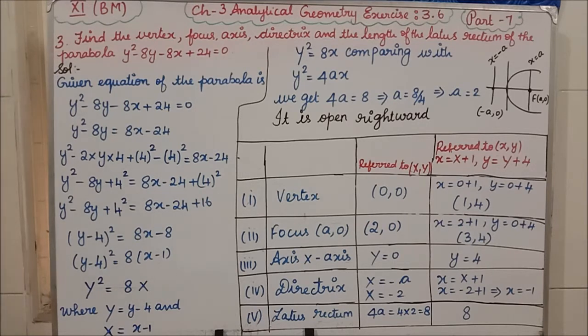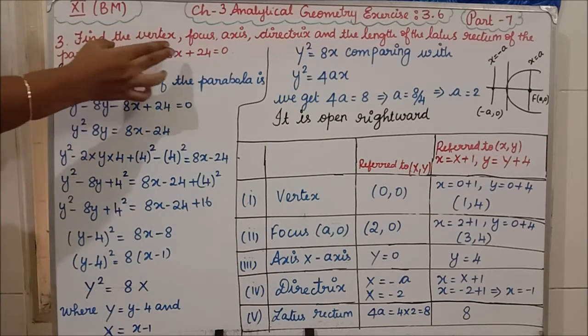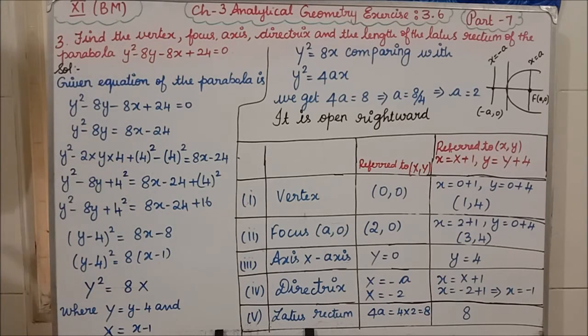Clear? Students, whenever the equation of the parabola is given, first you have to see where you are having the square. Here we are having the square for y. Then y square equal to 4ax is what type of parabola? Rightward. Y square equal to minus 4ax means what type of parabola? Open leftward. So for y square we have two options: it can be rightward or leftward.